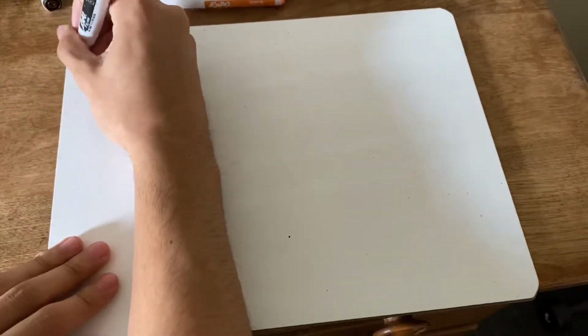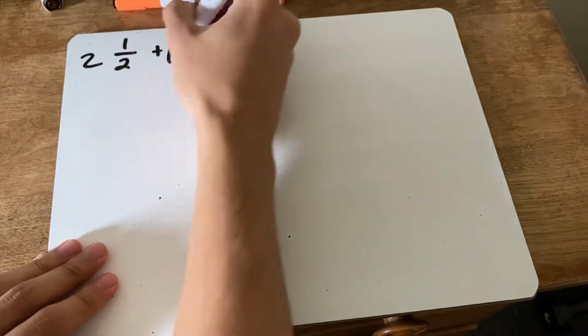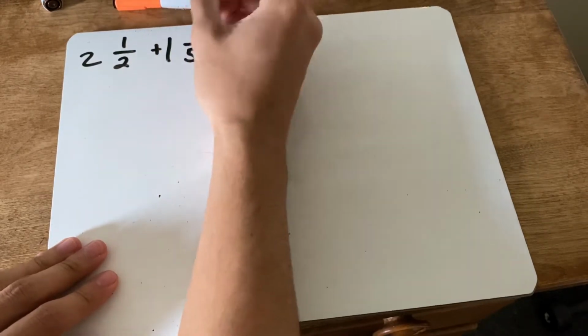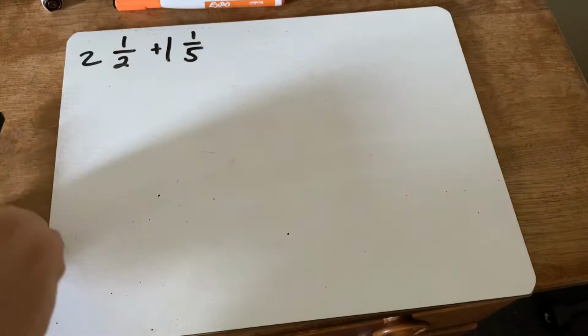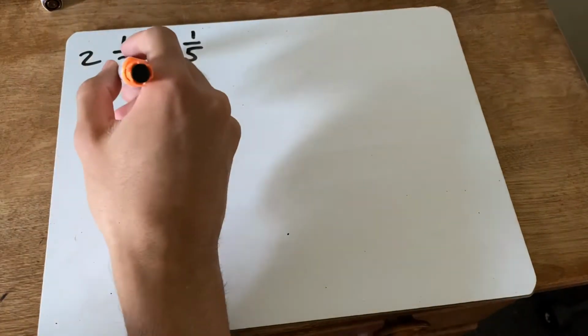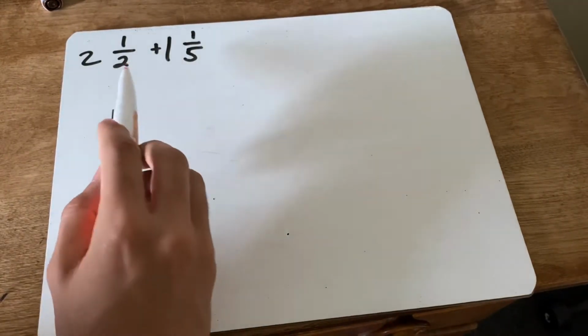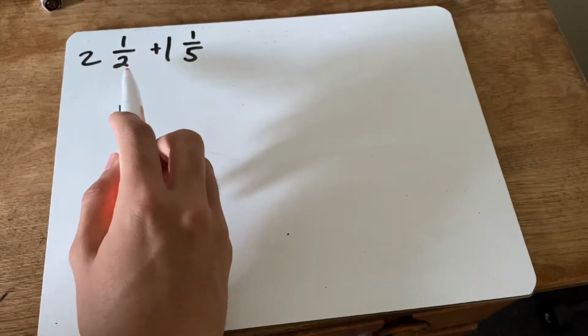We have 2 wholes and 1 over 2 plus 1 whole and 1 over 5. Now, immediately, one thing that you should notice is that your denominators are not the same, right? 2 and 5, different denominators, therefore we cannot add them, okay? So, we're going to have to switch our denominators so they can be the same.